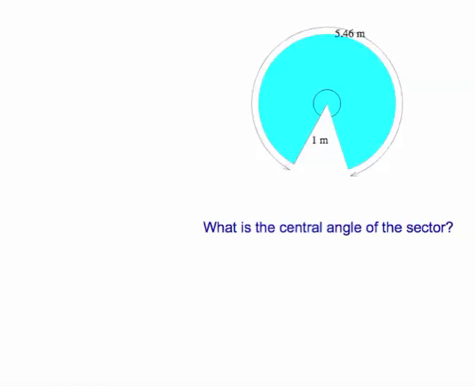All right, so we need to find the central angle, and we're given the arc length. So I'm going to use the arc length formula. Arc length is central angle over 360 times 2 pi r. Okay, and the reason I'm using the arc length formula and not the sector area formula is because we don't know the sector area and we do know the arc length.